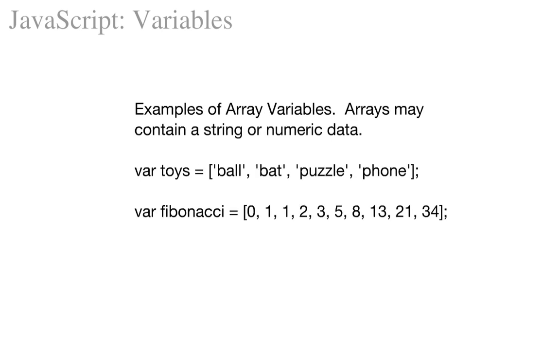An array is used to group a set of values. The values may be strings or it may be numeric data. Since an array is a variable, var is used to declare it, then it is given a name, and its value is set in brackets. Each value in an array needs to be separated by a comma.